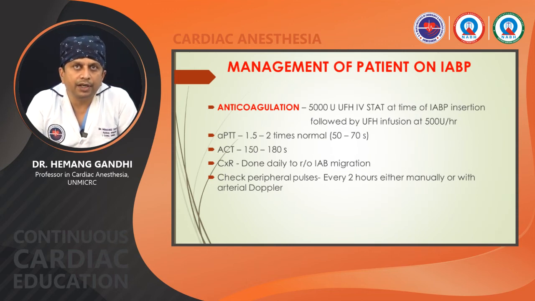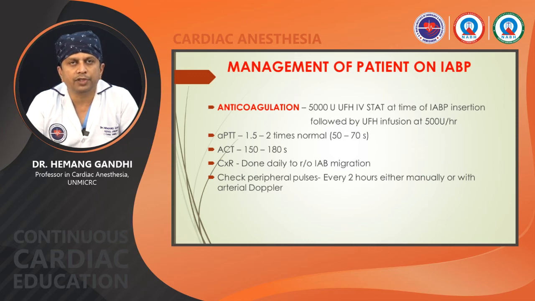So after IABP insertion and during regular care in the ICU, we have to manage this patient specifically with anticoagulation and proper examination of the patient every day. The anticoagulation required is 5000 international units of unfractionated heparin immediately at the time of IABP insertion, followed by an infusion at 500 units per hour. For this anticoagulation, we have to monitor the APTT and ACT. APTT should be 1.5 to 2 times normal. ACT we have to maintain at 150 to 180 seconds.